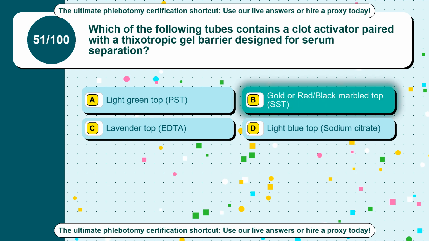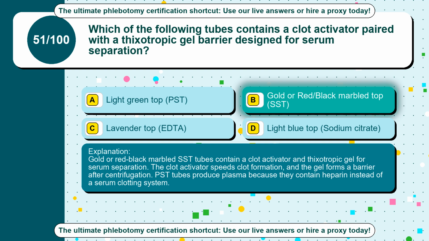The correct answer is option B, gold or red/black marbled top, SST. Gold or red-black marbled SST tubes contain a clot activator and thixotropic gel for serum separation. The clot activator speeds clot formation, and the gel forms a barrier after centrifugation. PSD tubes produce plasma because they contain heparin instead of a serum clotting system.